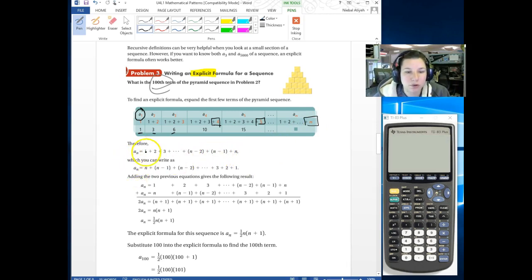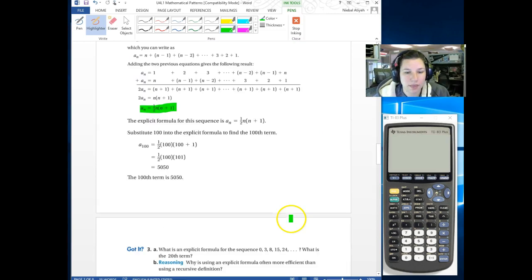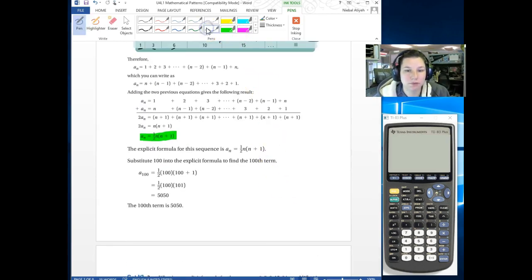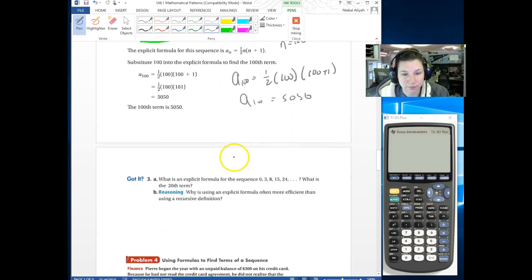And then what they do is they start with the numbers and then replace them with their symbols to get their explicit formula. And then again, when you have the explicit formula, you can find the 100th term by substituting in your term numbers. If you're looking for the 100th term, that's what gets substituted for n. Simplify that, and you get 5,050.